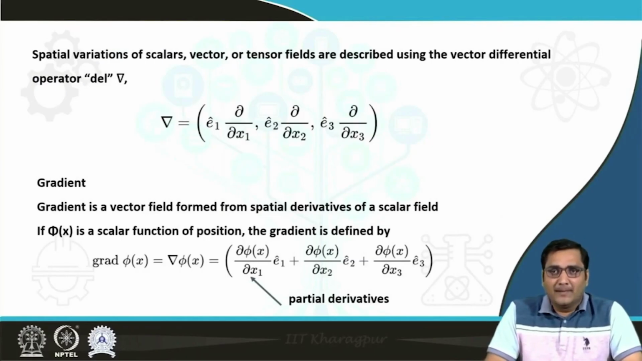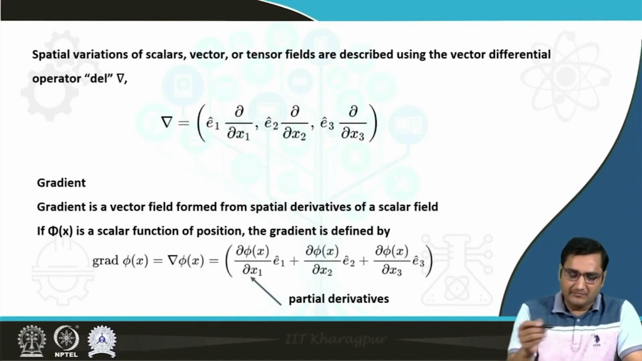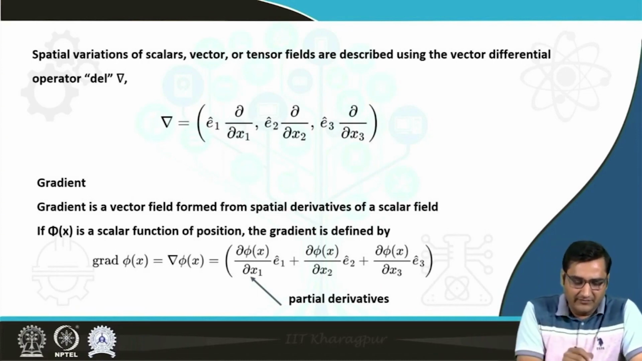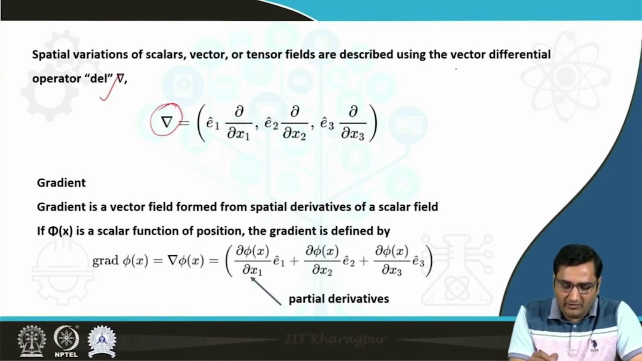So when we are looking at the spatial variation of the scalar, vector or tensor field, there is an operator that we are going to deal with, which is the del operator. It is similar to an inverted triangle, and in all 3 directions it is E1 cap del by del x1, E2 cap del by del x2, E3 cap del by del x3.